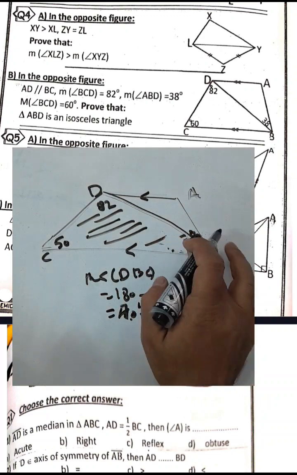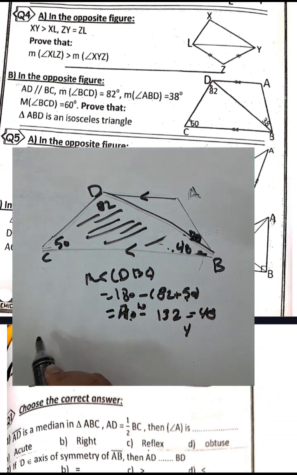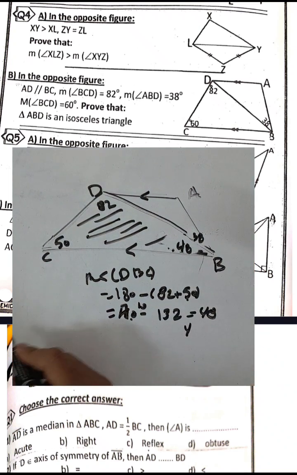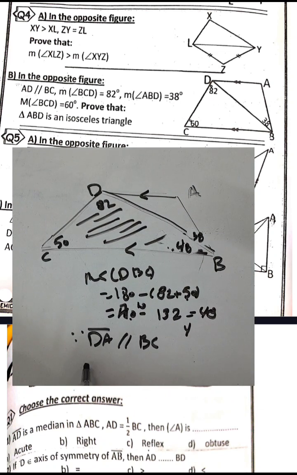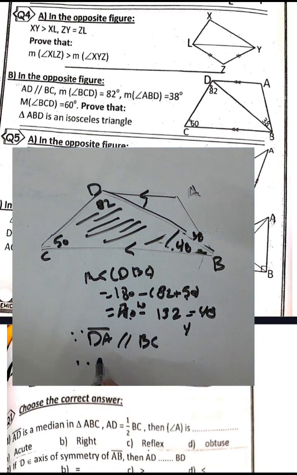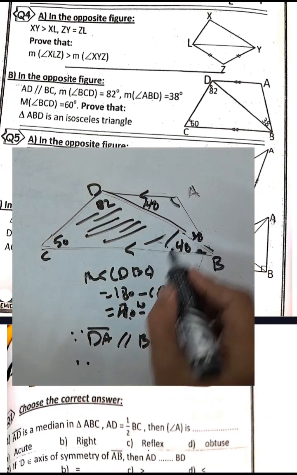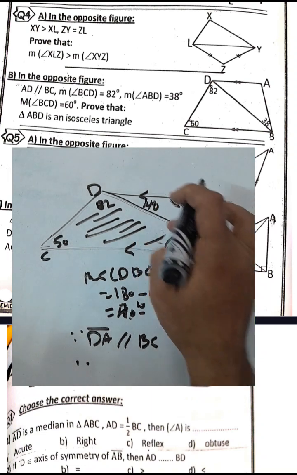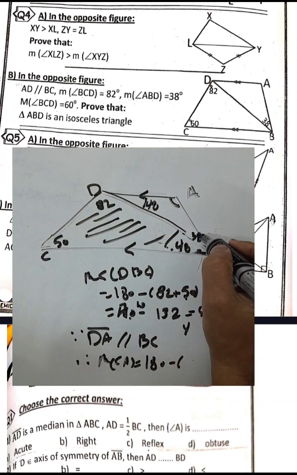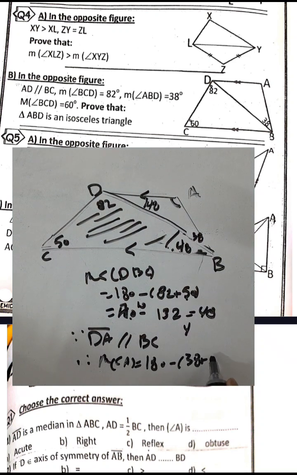The result will be 48 degrees here, and this angle was 38. We have DA parallel to BC, then we have alternate angles. This angle will be 48, and this angle will be 48 again. Then you can find the measure of angle A in this triangle: write 180 subtract 38 and 48.